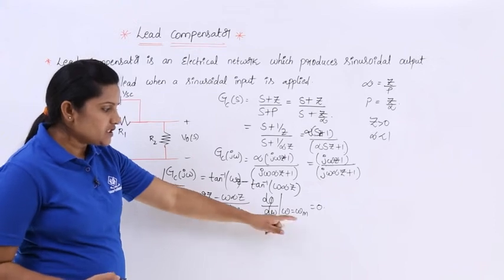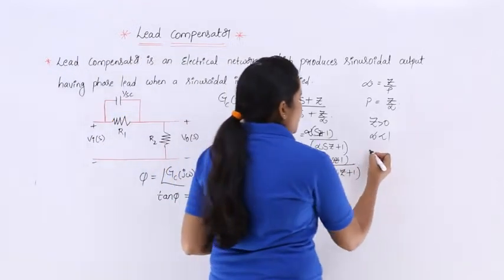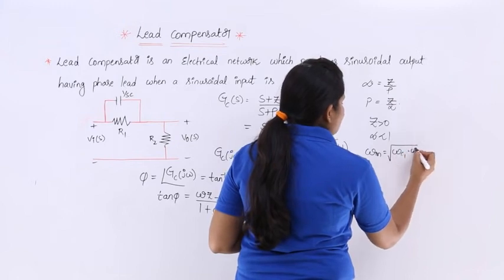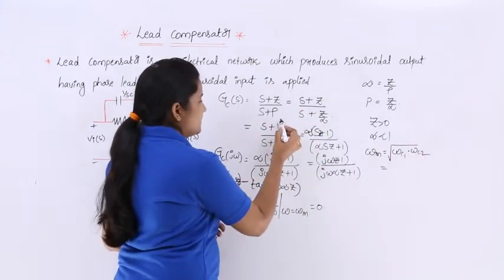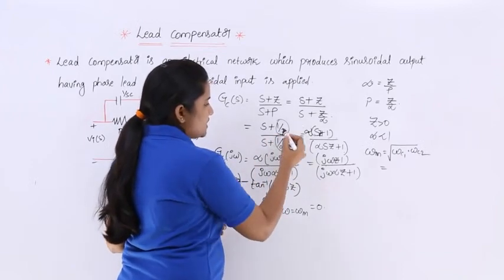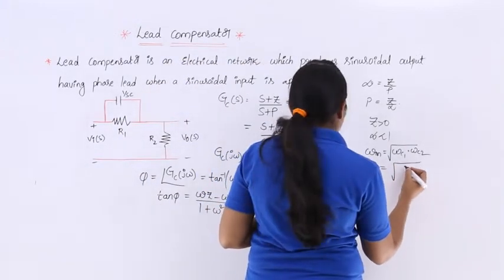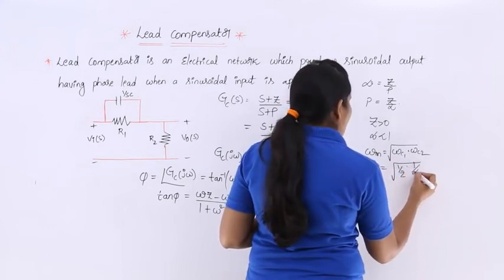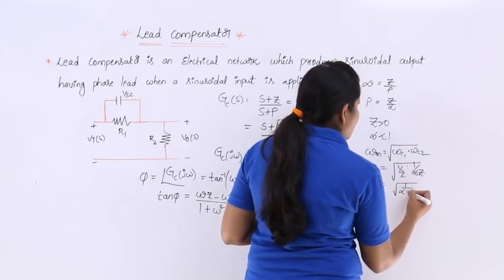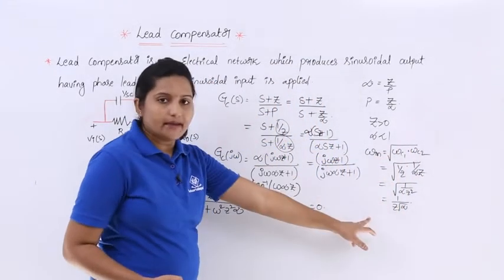Before getting into this condition, we need to know what omega m is. Omega m is equivalent to root of omega c1 into omega c2. Whatever you consider here, these two: this is omega c1 and this is omega c2. So now this is equivalent to root of 1 by z into 1 by alpha z. So this is equivalent to root of 1 by alpha z square. So you can write 1 by z root alpha. So this is your omega m.